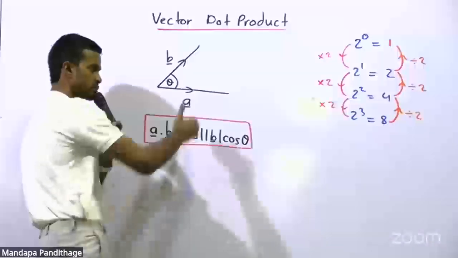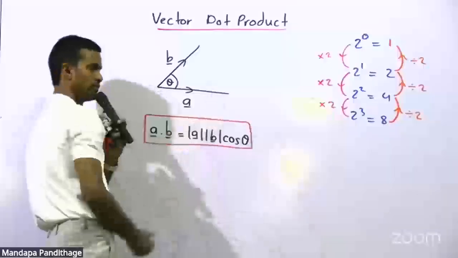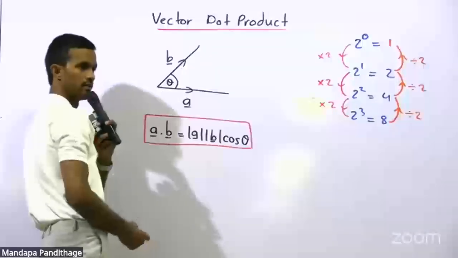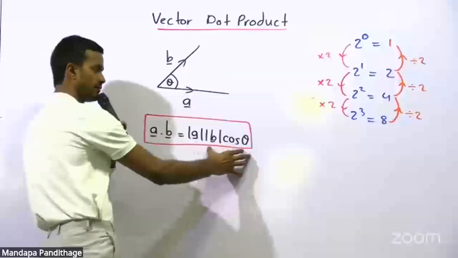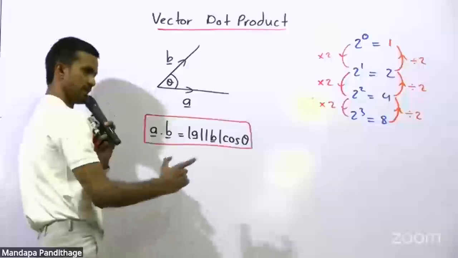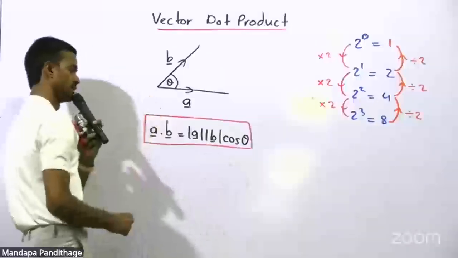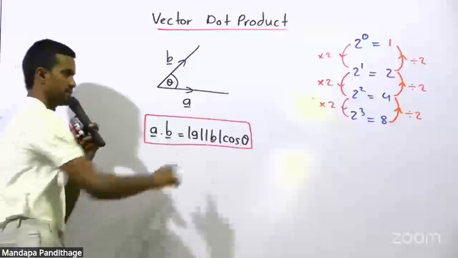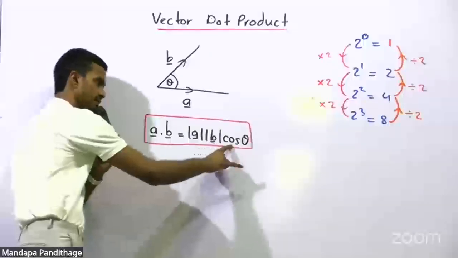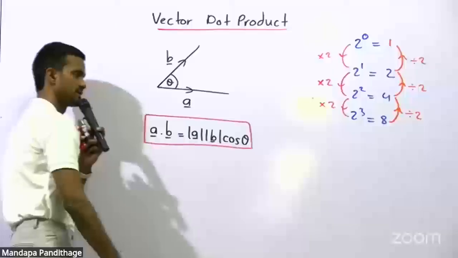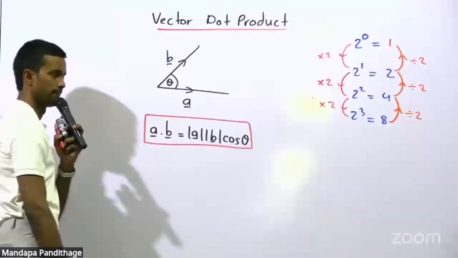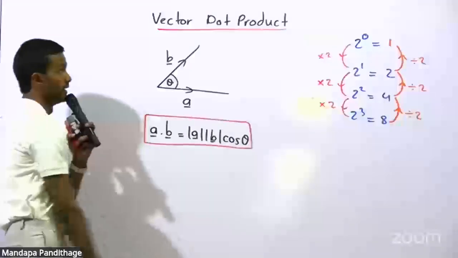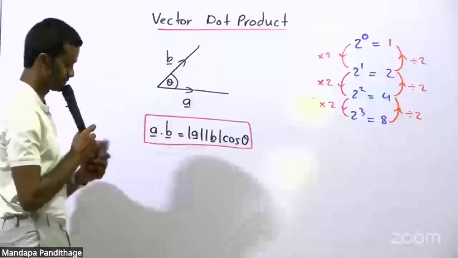So the product of three values gives you a scalar quantity. It's clear. The product of three magnitudes gives you a scalar. That's why I told you that the vector dot product is a scalar. Because this is a scalar, this is a scalar, this is a scalar. The product of three scalars gives you a scalar itself. Okay. Then vector dot product, write in this way.